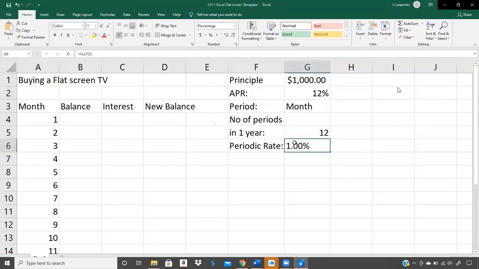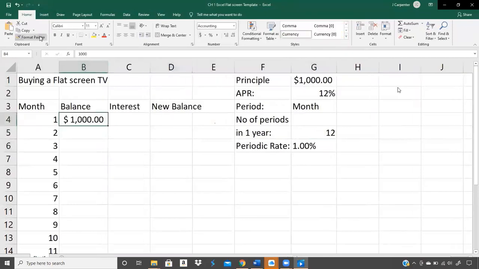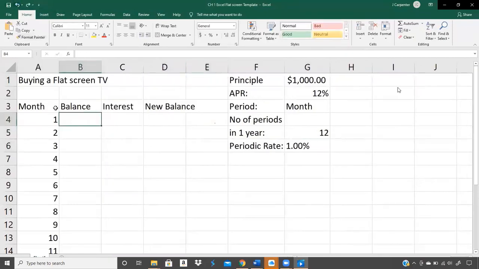All right, so this cell is going to be important. So our initial balance was the principal. I'm just going to type the 1,000 because if I do equals principal, I could do that as well, but it might affect this, it might not. So again, I could type either $1,000 here and then format it to currency, like so, or I can just say it's equal to this cell.